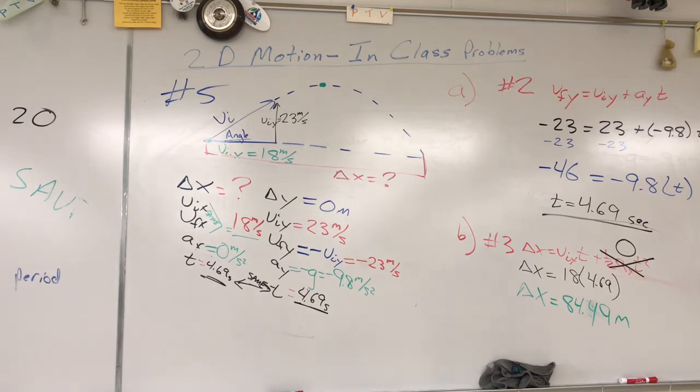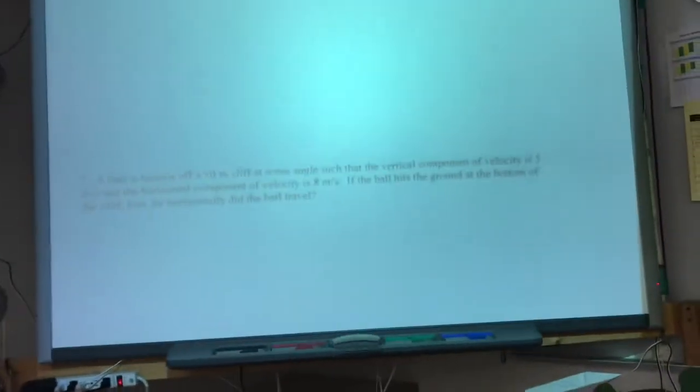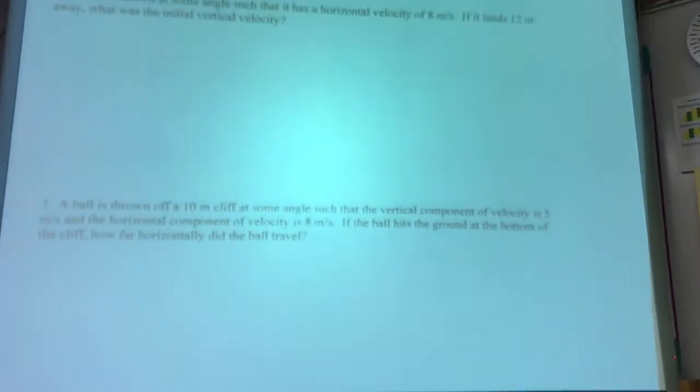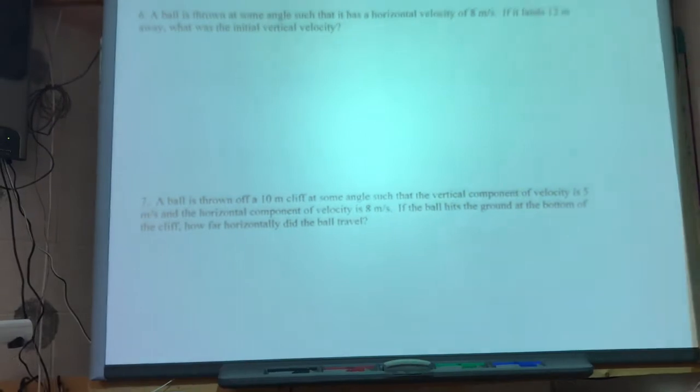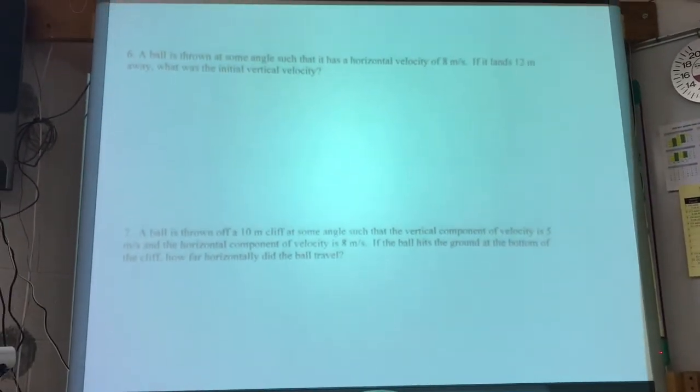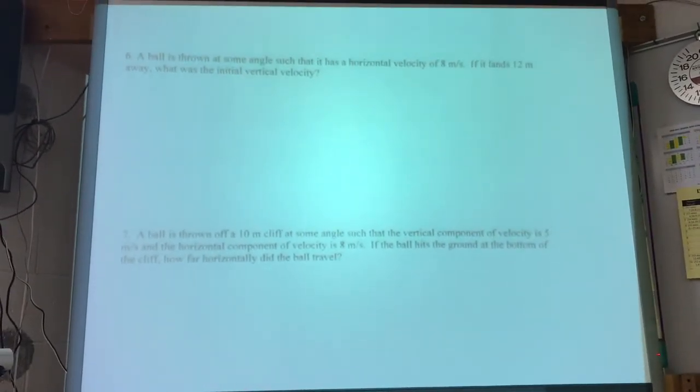It says a ball is thrown at some angle such that it has a horizontal velocity of 8 meters per second. If it lands 12 meters away, what was the initial vertical velocity? Okay, so draw a picture for number 6, make your list of variables, fill in all the information based upon problem types, and then the problem. I'll give you a minute or two.